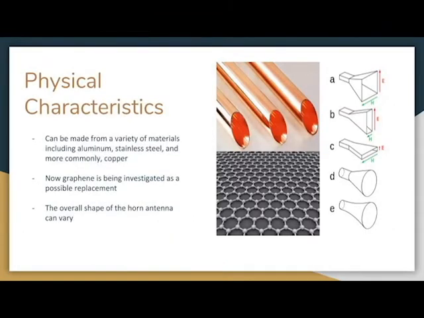I will now be talking to you about the physical structure of horn antennas. Antennas can be made from a variety of materials including aluminum, stainless steel, and more commonly, copper. However, the electrodynamic characteristics of a carbon composition antenna are being investigated and compared with characteristics of a metallic antenna with similar geometric parameters. It is found that the carbon composition antenna is practically identical to its metallic analog, but has superior mechanical parameters.